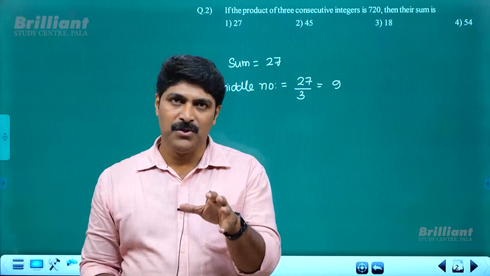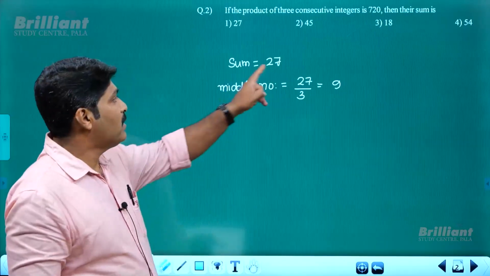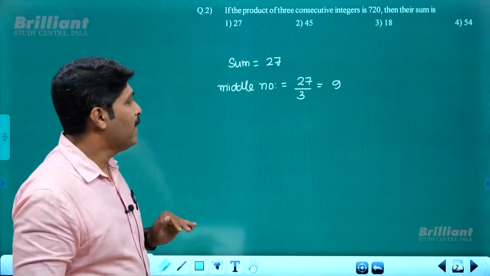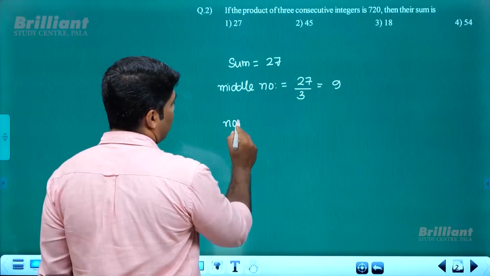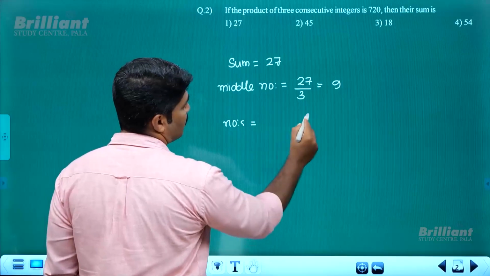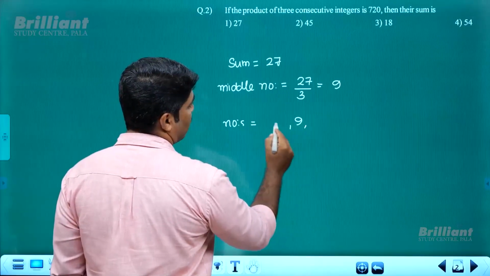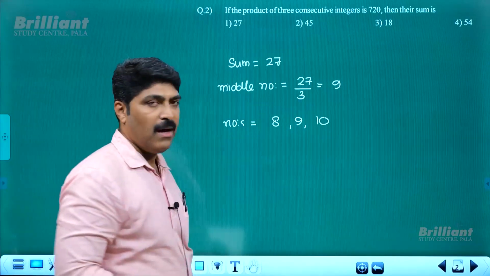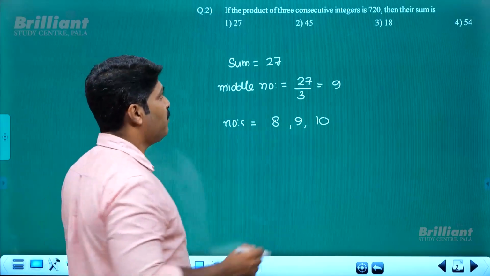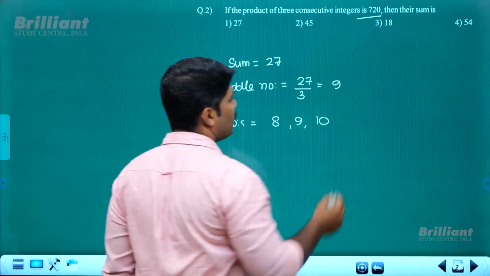If the observations or values are in an arithmetic progression, then its average is the median. Median means the middlemost value. How to find the average? Sum divided by number. So if the sum is 27, the middle number is 9, therefore its preceding number is 8 and succeeding is 10. What we have to do is verify whether their product is equal to 720.